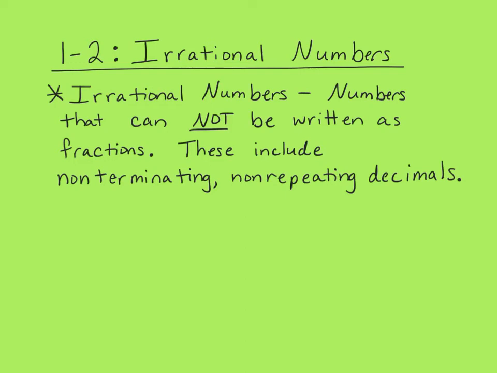Lesson 1-2, Irrational Numbers. Irrational numbers are numbers that cannot be written as fractions. These include non-terminating, non-repeating decimals. So those are decimals that do not end, that's what non-terminating means, and they do not repeat.